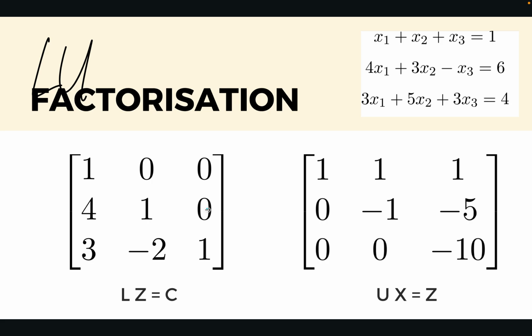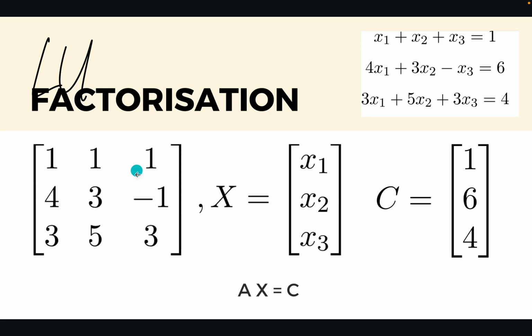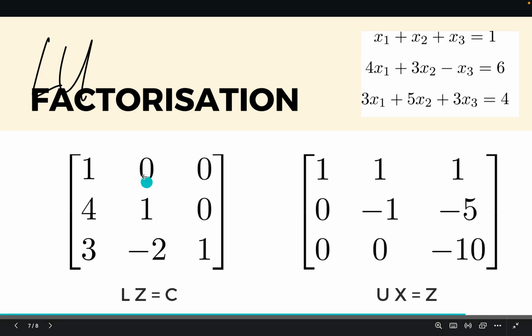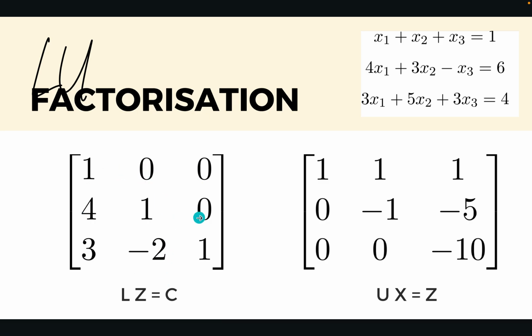So we use the same row operations we used in Gaussian elimination to convert that matrix into this as well as this. So this is the L matrix, which has the upper triangle to be 0, and this is the U matrix, which has the lower triangle to be 0.